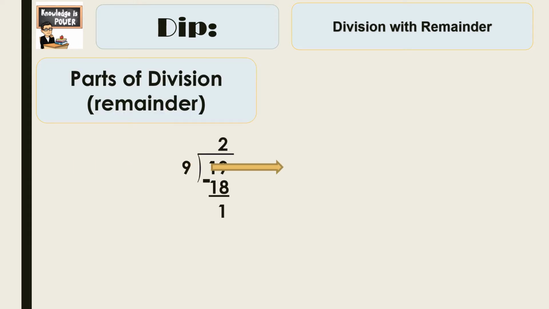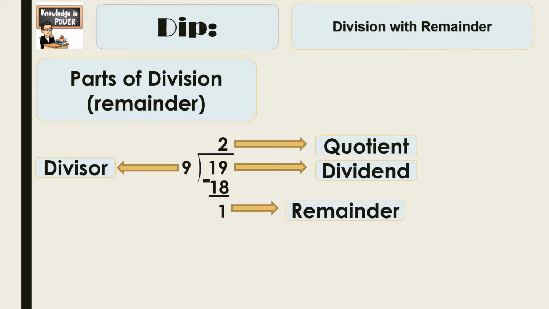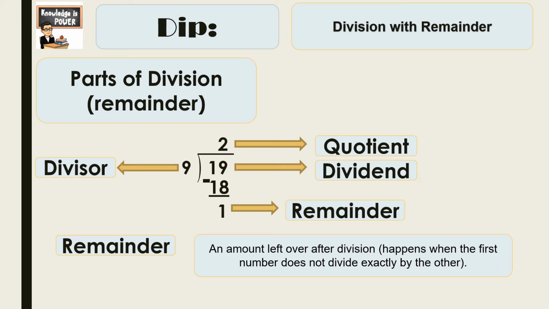So first, we have the dividend. Next is the quotient. And the last one is the divisor. But we all know that we have another part of it, and that is the remainder. So teacher, what is remainder? Remainder is the amount left over after division happens, when the first number does not divide exactly by the other. In short, this is the leftover.